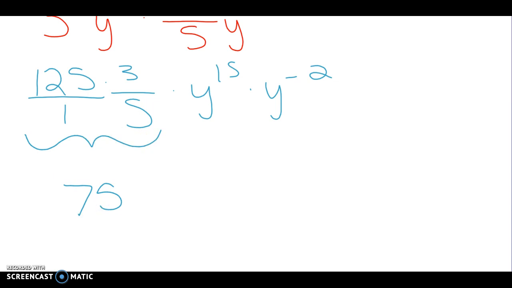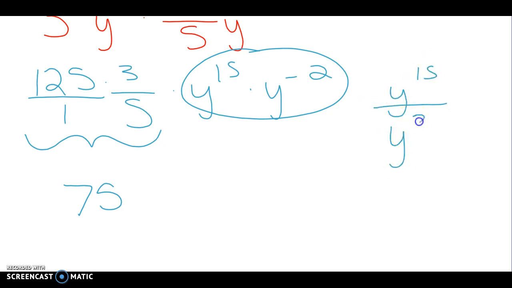Now, technically, if this was on your test a month ago, that would be y to the 15th over, and these y's go to the bottom, right? The negative 2 y's go to the bottom. So how many are going to cancel? 2, which leaves how many and where are they? 13 on top. So my final answer is 75 y to the 13th, and there's actually nothing on bottom. So that is your answer.